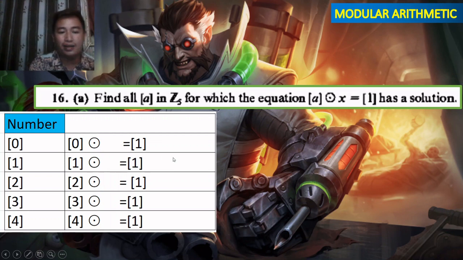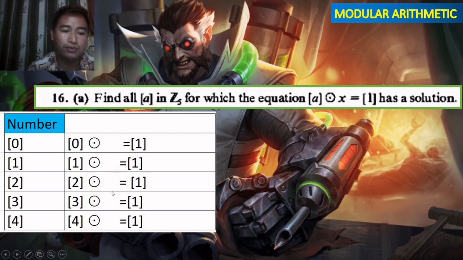1 times 1 is 1. Sakto, 1 gyud siya. Si 0, class, dapat yung mga times si 0 nga 1. Wala no, kay 0 times something is 0. So, X na si 0 kasi dili pwede. Si 2, class, 2 times 3 kay 6. Equal man ang 6 sa 1 sa Z5.